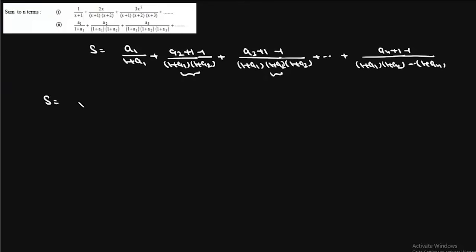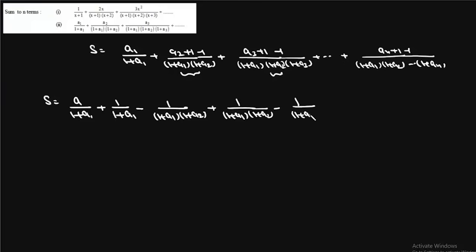So we can write this sum as a1 upon 1 plus a1. Now here a2 plus 1 will cancel. So it'll be 1 upon 1 plus a1, and then minus 1 upon (1 plus a1)(1 plus a2). In the same way, a3 plus 1 will cancel. So it'll be 1 upon (1 plus a1)(1 plus a2), and then minus 1 upon (1 plus a1)(1 plus a2)(1 plus a3). I'll continue, and in the end we'll have minus 1 upon (1 plus a1)(1 plus a2) up to (1 plus an). Now all these successive terms will cancel.